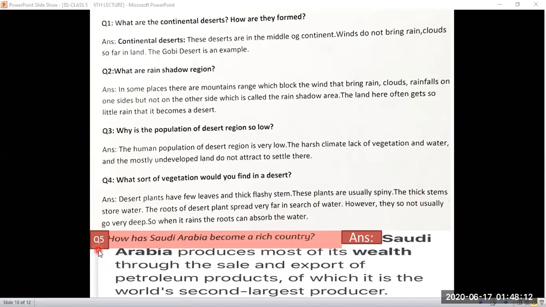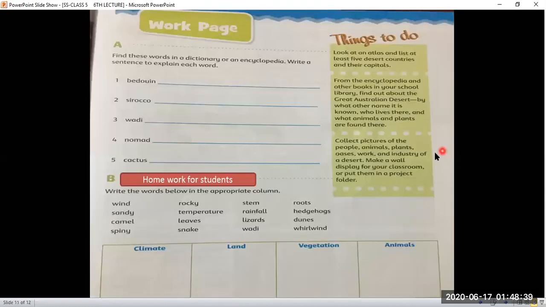So now question number 5, how has Saudi Arabia become a rich country? Here is the answer. Saudi Arabia produces most of its wealth through the sale and export of petroleum products, of which it is the world's second largest producer. So, the questions and answers of this chapter are finished.